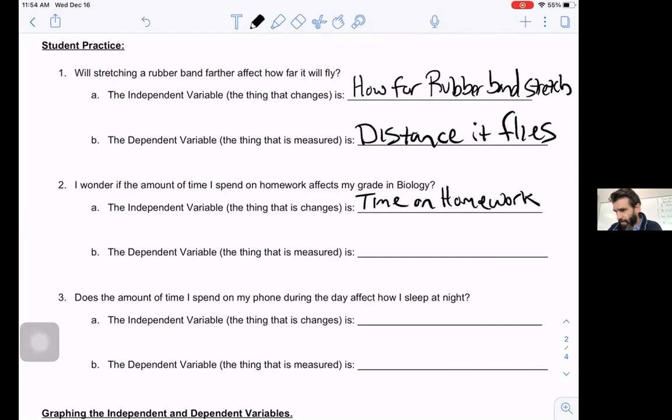So you could imagine that each unit, you spend a different amount of time on biology homework, right? Maybe 1 hour a night on one unit, 2 hours a night on the next, and 3 hours a night on the final one. And you see how you did in class. So the thing that you would measure would be your grade in that unit. So the dependent, the thing that is measured, is grade in biology.